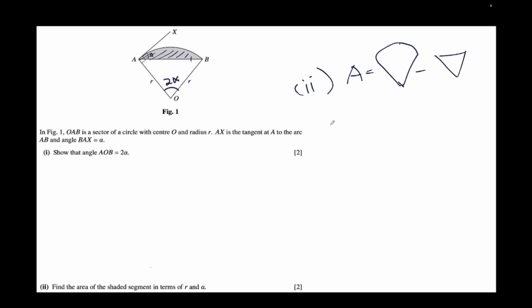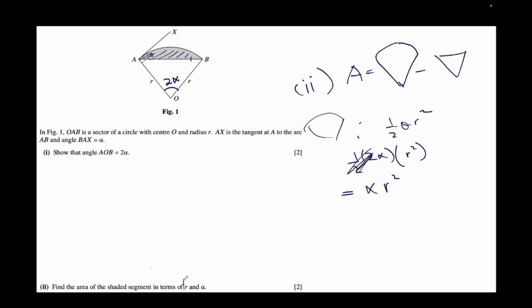You know what I mean? Once you realize that, let's focus on the pizza slice first. So how do we get that pizza slice? We realize the pizza slice is a sector. And what's a sector? You're supposed to know from MF19. A half r squared theta, which means it's just a half times 2 alpha times r squared, which equals alpha r squared.